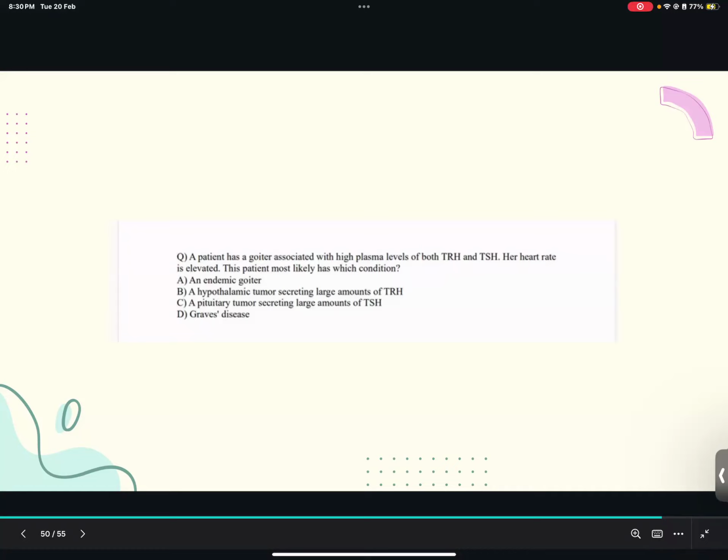Okay, so they said that TRH and TSH both have high levels. So TRH would stimulate the release of TSH. So it has to start from the hypothalamus. Exactly. Good job.